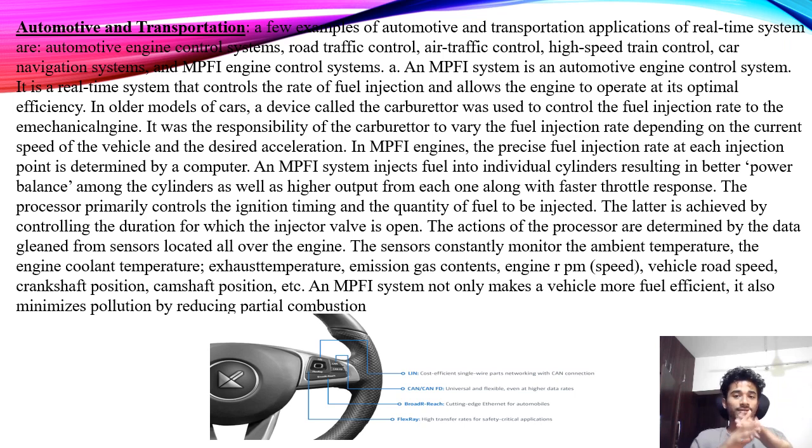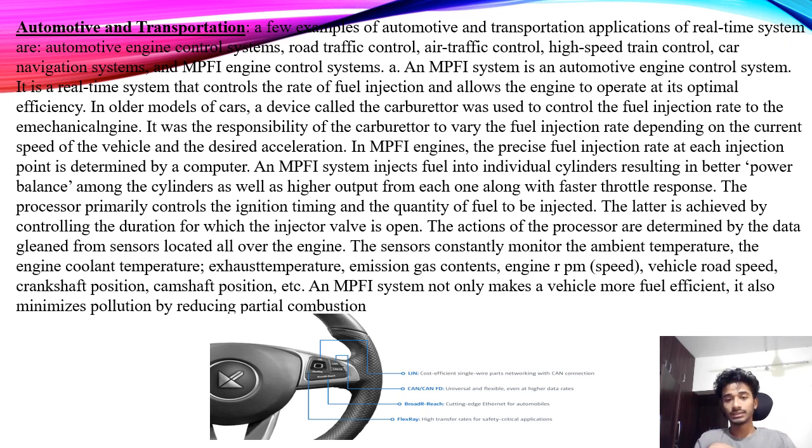An MPFI system is an automotive engine control system. It is a real-time system that controls the rate of fuel injection and allows the engine to operate at its optimal efficiency. In older models of cars, a device called the carburetor was used to control the fuel injection rate to the engine. It was the responsibility of the carburetor to vary the fuel injection rate depending on the current speed of the vehicle and desired acceleration.